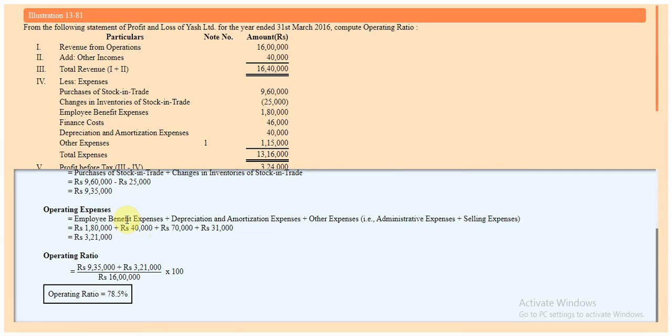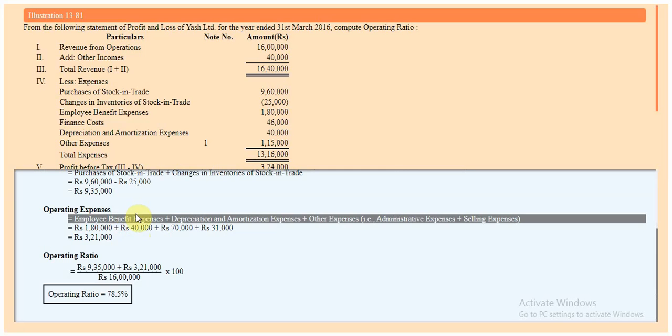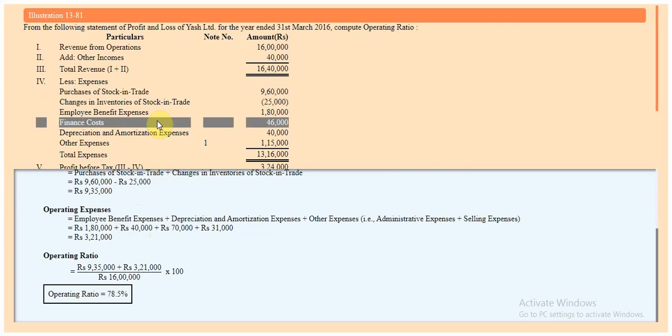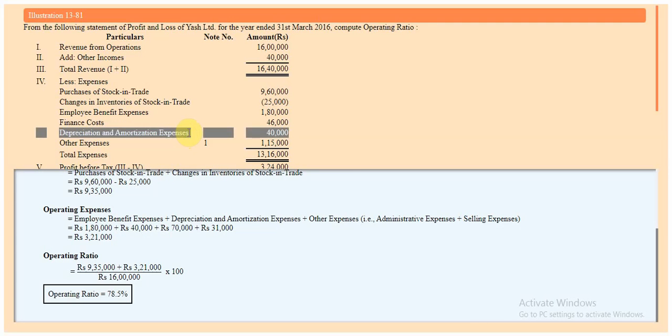And then we need to calculate the operating expenses. For calculating operating expenses, we have to add employee benefit expenses. And then finance cost, friends, just remember finance cost is not included in operating expenses. It is not an operating expense. It is a non-operating cost, or a non-operating expense. So please do not confuse finance cost into operating expenses. This will be ignored. And then depreciation and amortization is of course an operating expense. So it has to be added.